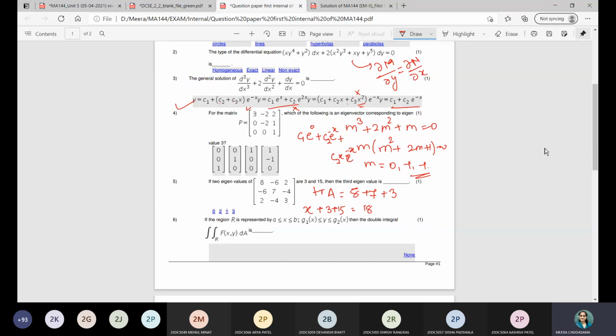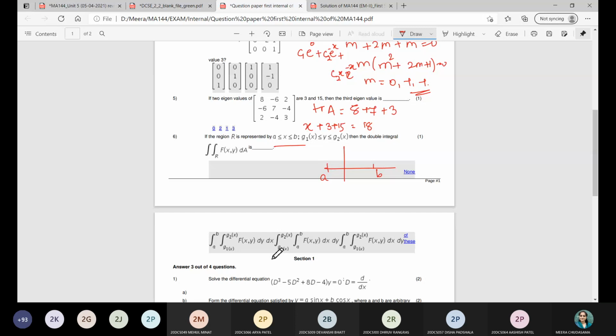Yes. Fine. Then the sixth one, if the region R is represented by x variable moving from a to b, and y variable is from g1(x) to g2(x), g1 and g2 are two functions of x, then this double integration, which one will it be? First option. First, because the limits of the x variable are given as constants, so that has to be the outer integral, right? So a to b will come. The inner integral has to depend on y, so dy dx is the correct order.